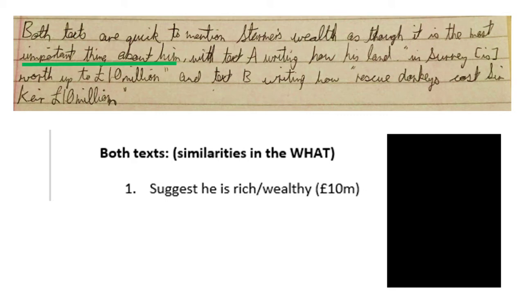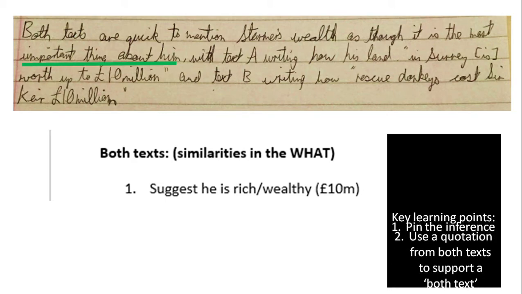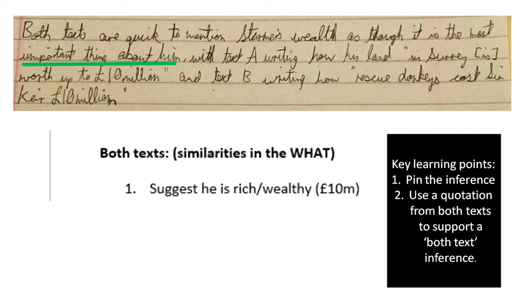However, I'm not convinced that we've got a secure inference here. Yes, they mention as well, and it is good to highlight that they're quick to mention as well, because they both do that immediately at the beginning, don't they? Yes, it does suggest that that's important about him. I mean, it is there that he's wealthy, and the word wealth. Oh, it's a difficult one. Some examiners would give that and some wouldn't, and I'm completely on the fence right now, and I've marked this paper. So just make sure you really pin it. Just make sure you don't leave them in any doubt is the key learning point for this.